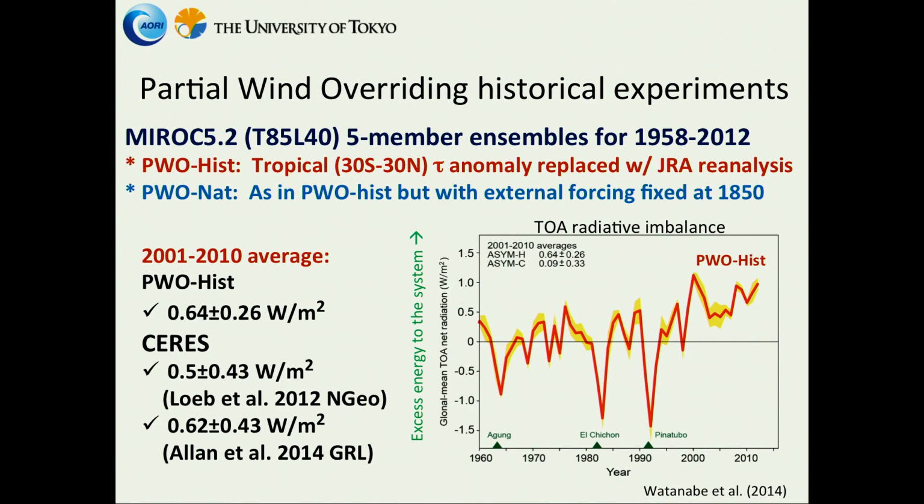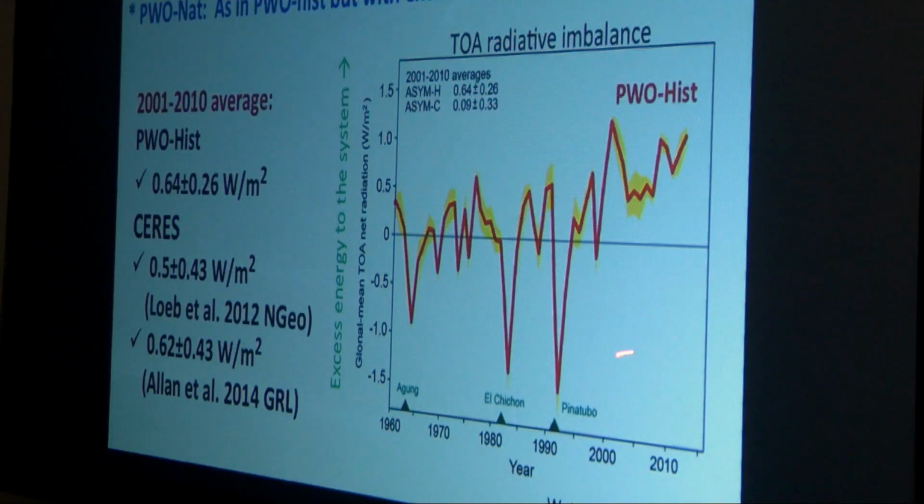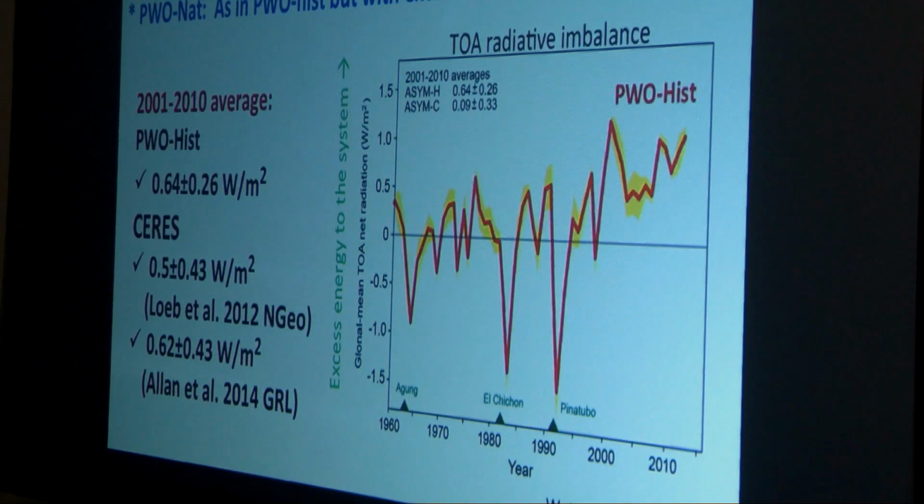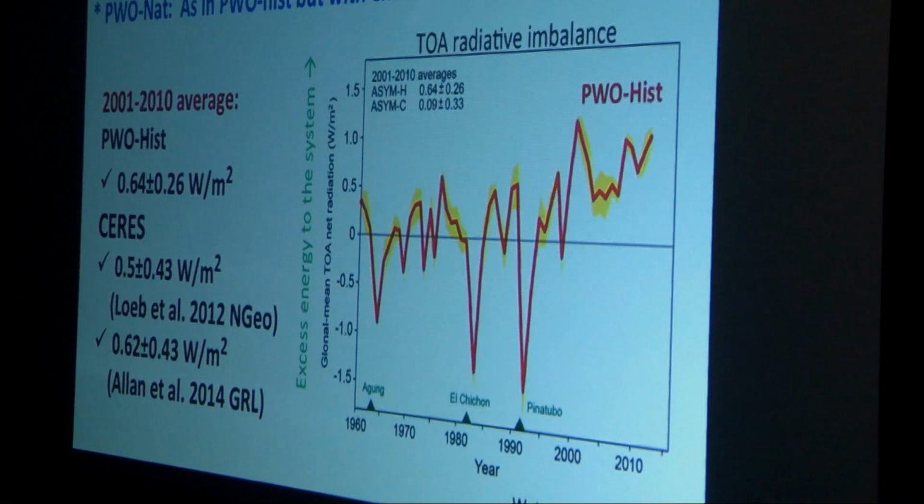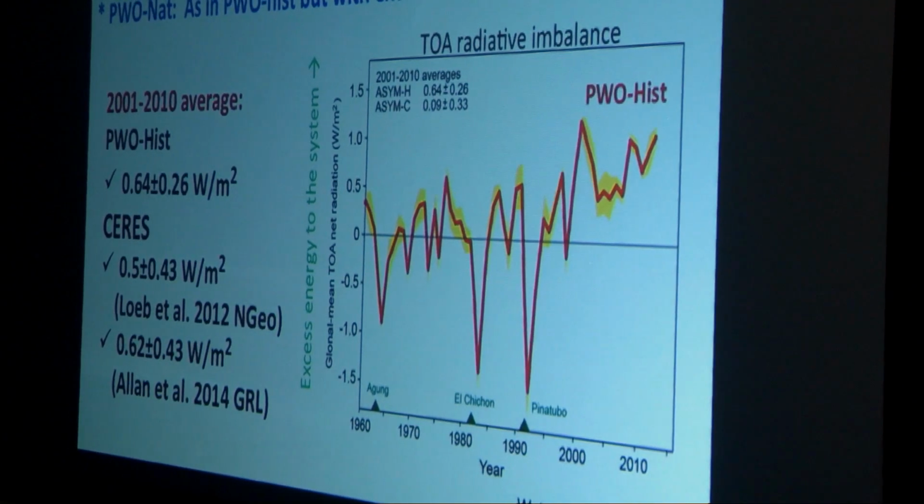One of the merits of this type of experiment is that you don't have to worry about the imbalance or additional heat input to the coupled system, so that you can hopefully better discuss the global mean trend and the hiatus-like thing. So this is an example. The PWO HIST is the historical change of the wind stress anomaly given to the model. By the way, the model is only over the equatorial Pacific area, 30 to 30 degrees.